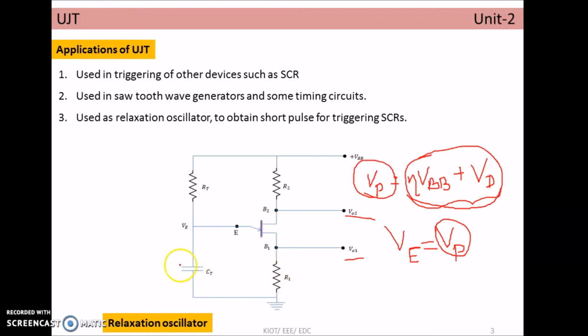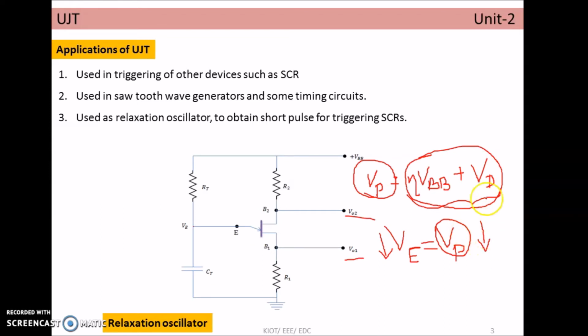Now the voltage across the capacitor starts to discharge, and once this voltage discharges, this VP starts to decrease. That means VE starts to decrease. As long as VE is greater than or equal to this voltage, only then can it retain the UJT in the on state. Due to the discharge of the capacitor, the emitter voltage decreases.